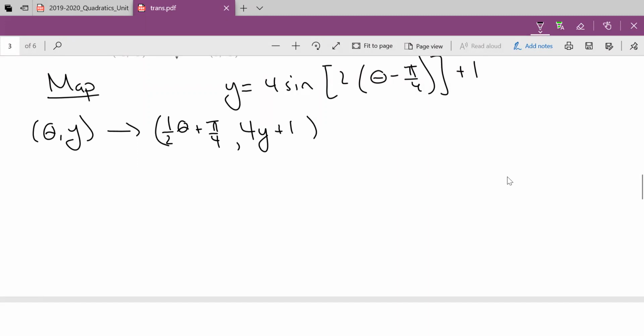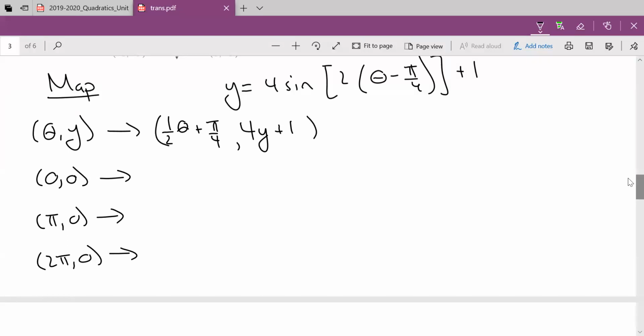This is our map. Now what I'm going to do is transform what I believe are the 3 key points: (0, 0), (pi, 0), (2 pi, 0). These are my original theta intercepts. So if I can transform these, you're going to see how we'd use this to help us draw the entire graph. Okay, so where does (0, 0) end up? Well, that's going to end up at (pi quarter, 1).